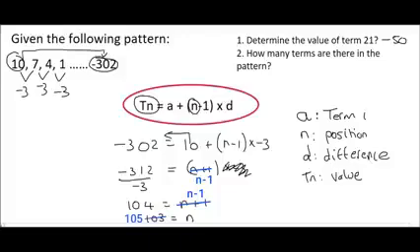So what that means is that if you had to keep going in the sequence, once you arrive at the 103rd position, the value that you would see there is -302.